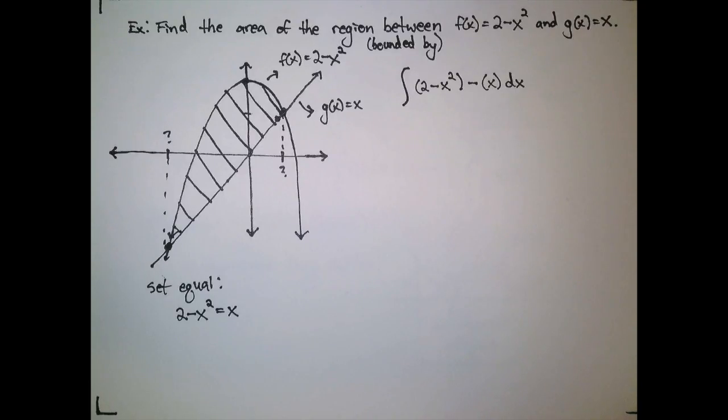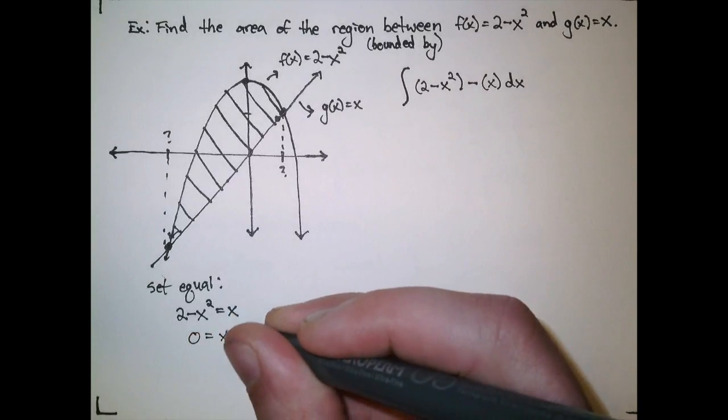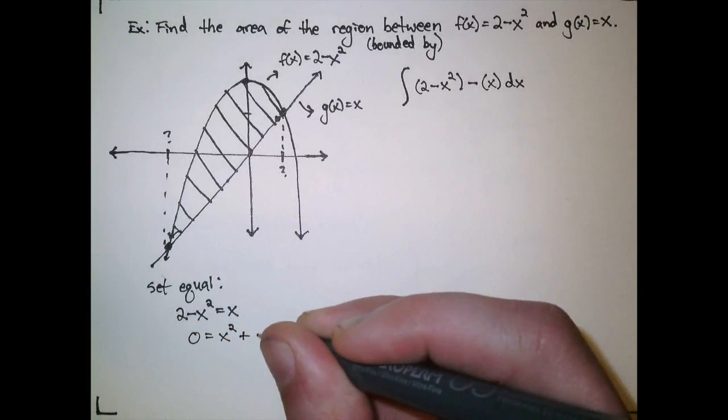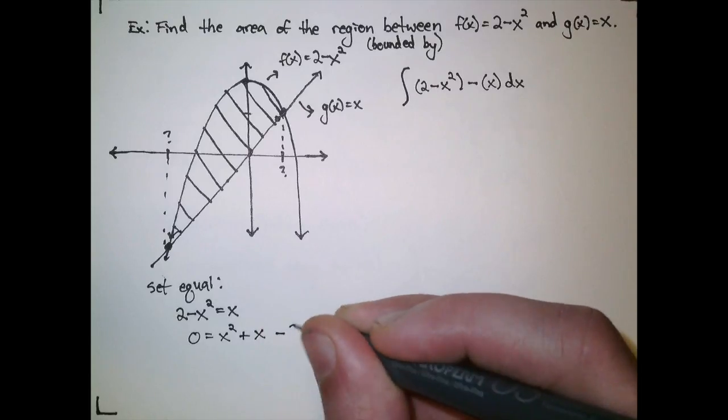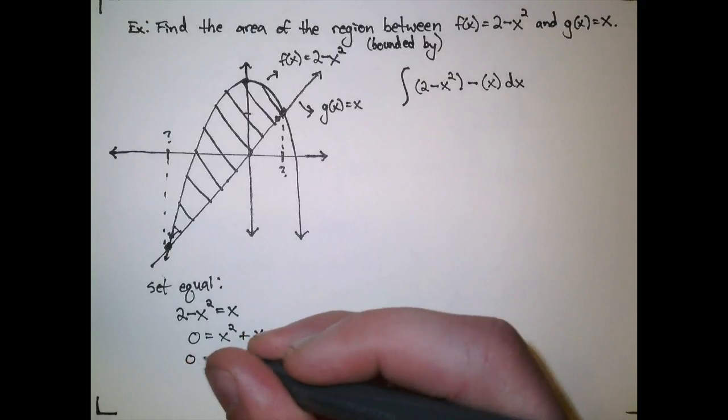And then what we're going to do is move the 2 and the negative x squared over the other side. And we're going to obtain from that 0 equals x squared plus x minus 2. Just moving things to one side, getting it equal to 0. Pretty standard algebra technique. What we're going to do next is factor.